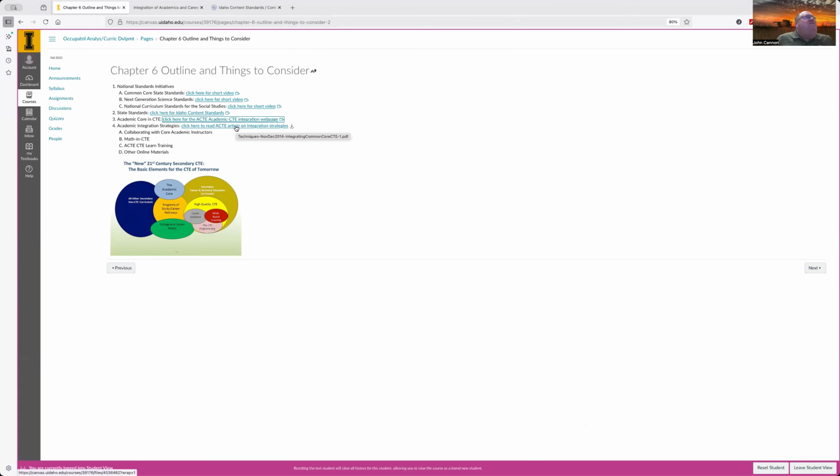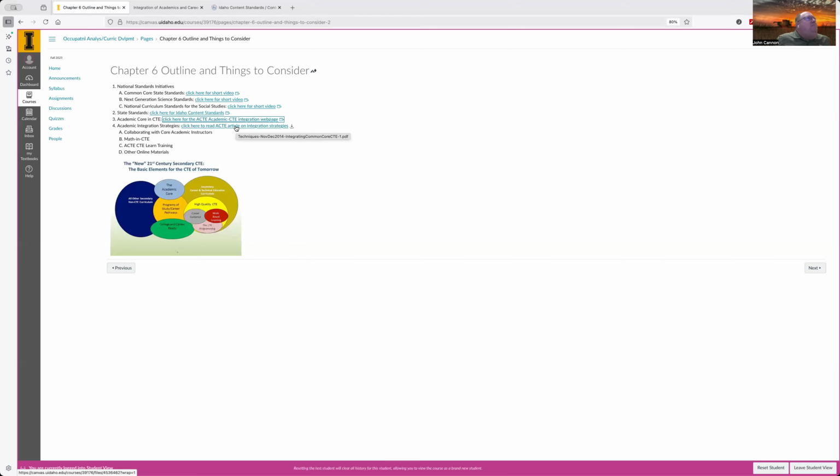And then I've got an article that I put up from the Techniques magazine from last November and December on integration strategies. And the authors of the textbook broke integration strategies down by collaborating with core academic instructors. They use math and CTE as an example. Then they go into ACTE, CTE Learn training, and then they talk about other online materials.